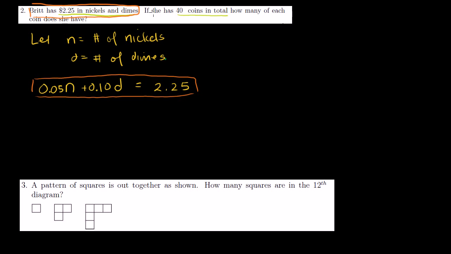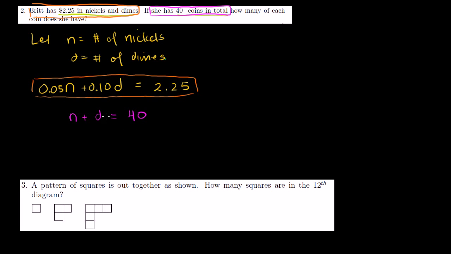Now, this second statement: she has 40 coins in total. And I'm assuming that she only has nickels and dimes, that there aren't any other coins. So if there are 40 coins in total, that means the number of nickels plus the number of dimes has to be equal to 40. That's what that information tells us.